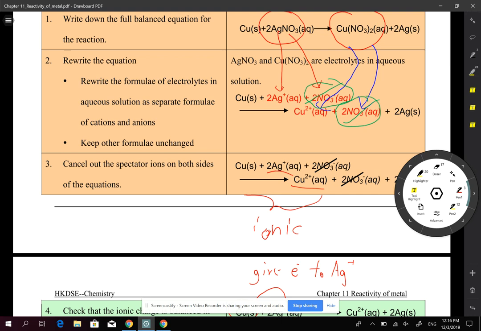And then we write it. And zinc plus Fe2 plus form zinc2 plus Fe.